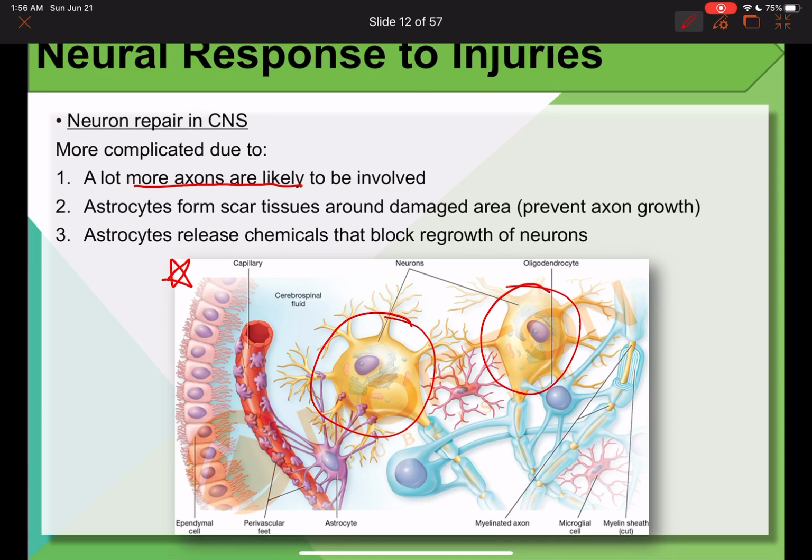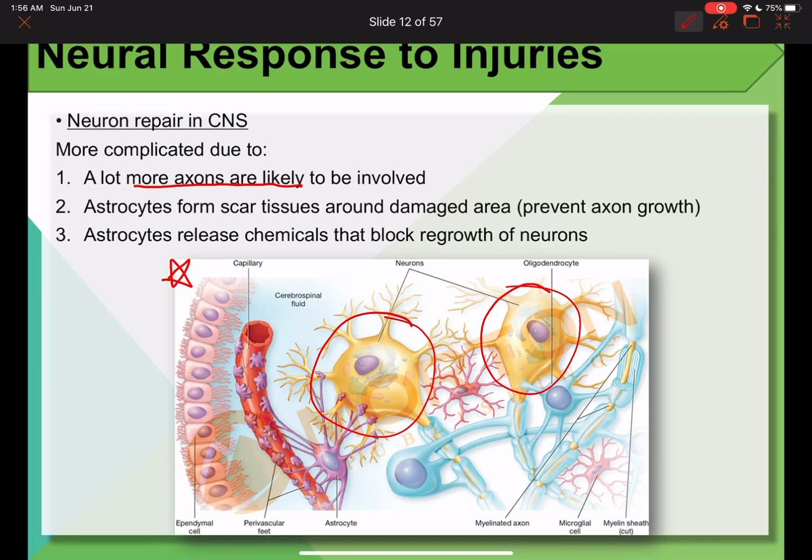If you have a pressure or a trauma that's hit your spinal cord, for example, very rarely are you only affecting one axon. You're probably going to affect a whole bunch of axons in that area. And same thing with the brain. When you have a head injury, maybe a big blunt trauma to the head, rarely do you have just one axon affected, due to how many neurons there are within the brain.